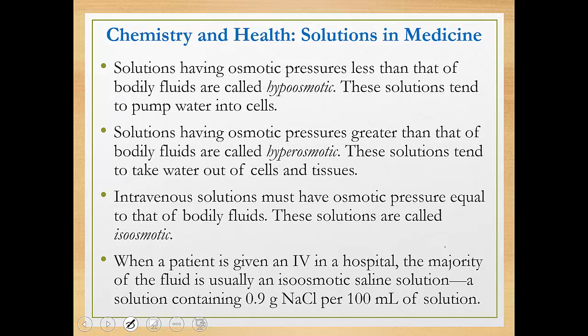Now, what happens if you're giving somebody an IV, an intravenous solution? You've got to be careful to make sure that the solution has the same osmotic pressure as that of the bodily fluids, so that they are isotonic, isoosmotic. If you get that concentration wrong, you're going to kill somebody by either having their cells swell up and explode or dehydrate. So when you give a patient an IV in a hospital, the majority of the fluid is going to be a solution that has 0.9 grams of sodium chloride for every 100 milliliters of solution. That is an isoosmotic saline solution.